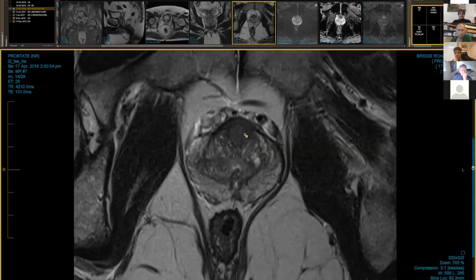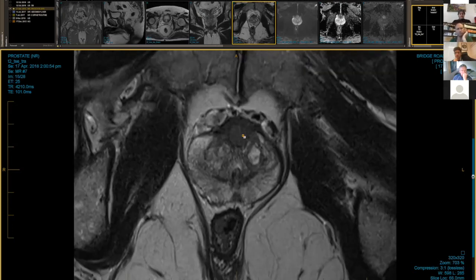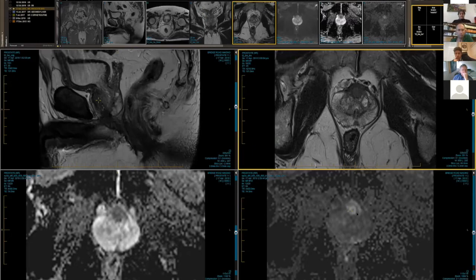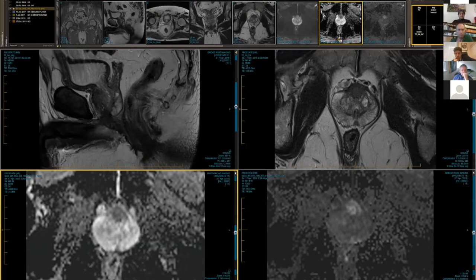The T2s are the best one to look for the extra capsule extension. The previous patient had no extra capsule extension. I'd be very suspicious this had extra capsule extension. If we look at this picture on the ADC, bottom left-hand corner, it's dark, and it's bright in the high B value. So black and white equals cancer. I've got this measured at 2 centimeters in size. So it's a PI-RADS 5 lesion, a small volume prostate.